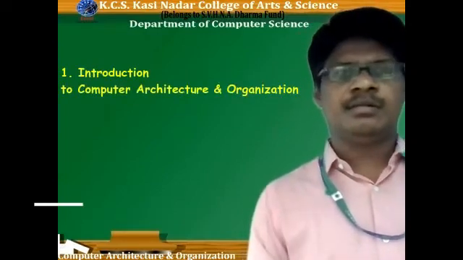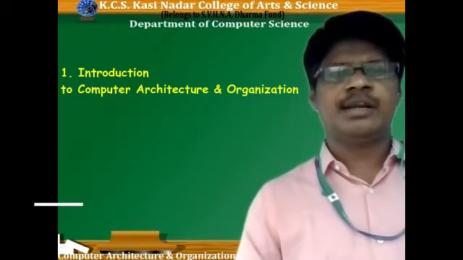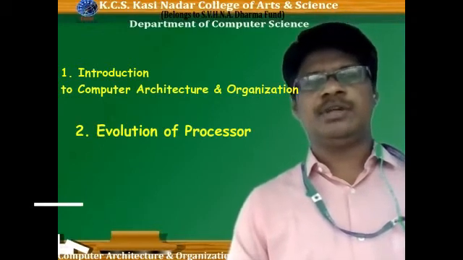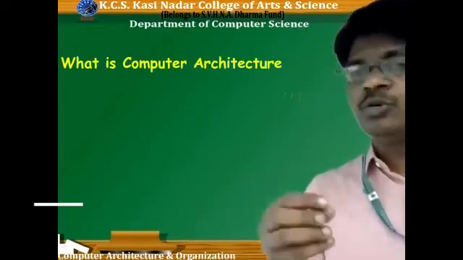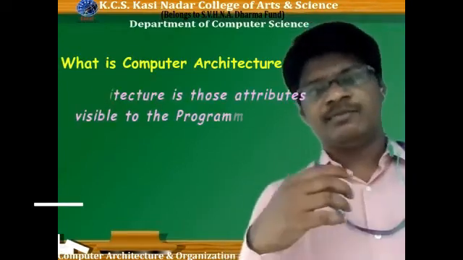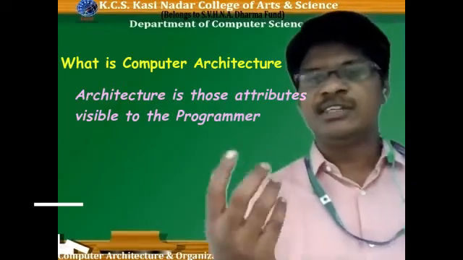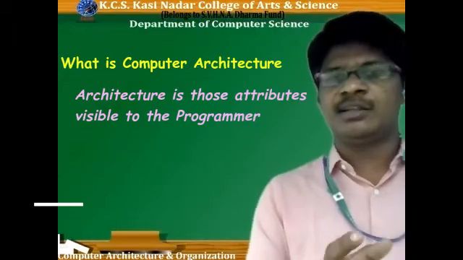Today we are going to see what is meant by computer architecture and organization, and also the evolution of the processor. First we will see what a computer architecture is. The architecture is those attributes which are visible to the programmer, or visible to the user, and it is called computer architecture.